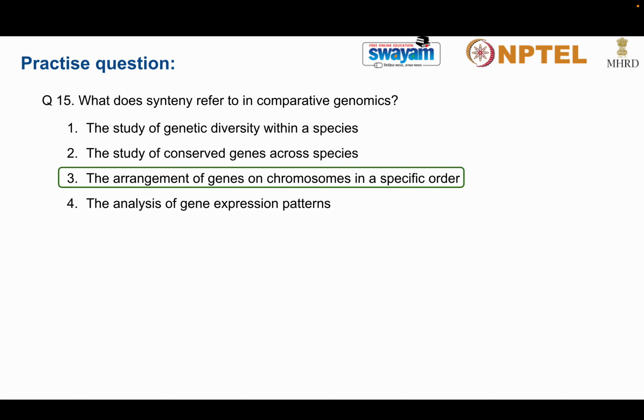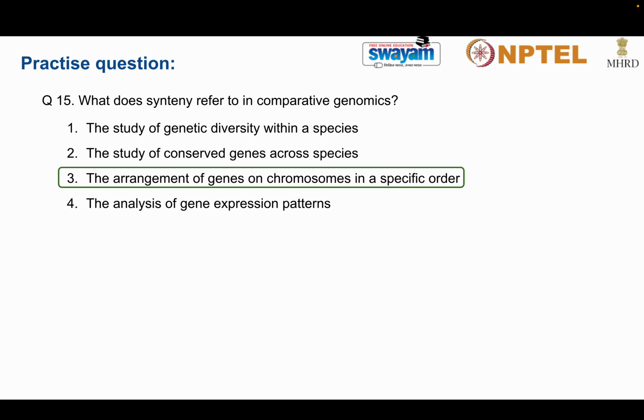Now let's see. The correct answer is option number 3, which means the arrangement of genes on chromosomes in a specific order, which is referred to as synteny. It is not the study of genetic diversity. It is not the study of conserved genes, because conserved genes means there could be some genes which are present in both species. For example, when we say synteny, we mean that they are present on the same chromosome.